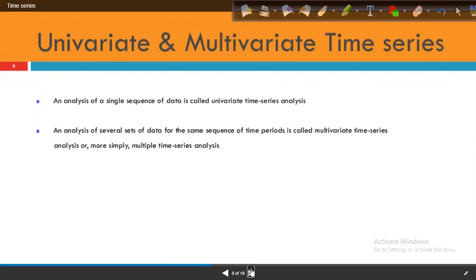So, univariate and multivariate time series. When I discussed univariate time series analysis, I was telling you that you can use only one variable. With that single variable, you are going to do forecasting for the upcoming days.